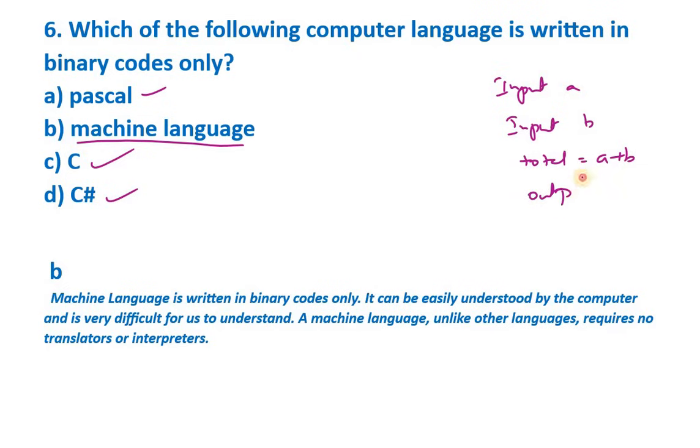What we are doing here? We want to find the addition of two numbers. So we write these instructions. And this is done in programming languages like Pascal, we have C, we have C#. But the computer does not understand what input means, what total means, what output means. Computer does not understand anything.